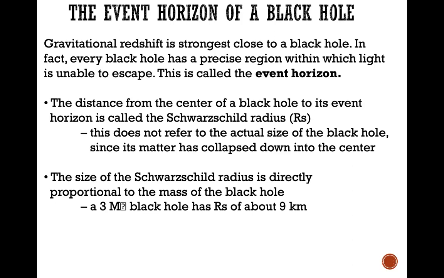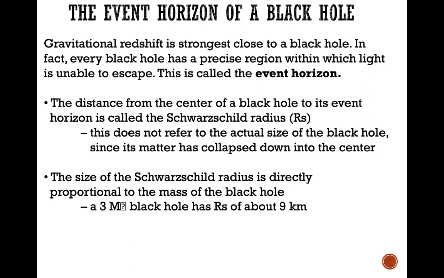Actually, this does not refer to the actual size of the black hole, right? Since its matter has collapsed down into the center, this is just a region that even the light cannot escape. And the size of the Schwarzschild radius is directly proportional to the mass of the black hole. Now, this is the property that we need to understand. If the mass is higher, the Schwarzschild radius is higher, right? If the mass is lower, the Schwarzschild radius is smaller, right?